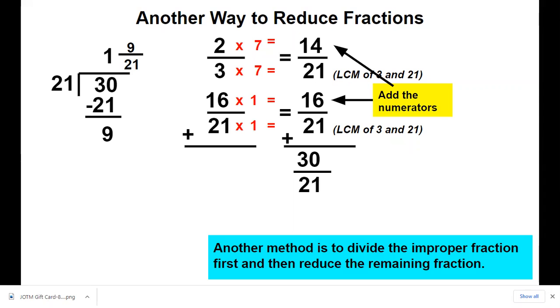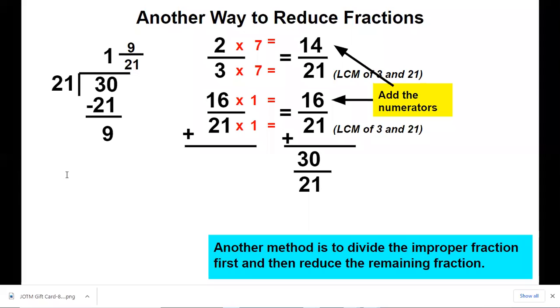So now notice that 9/21 can be reduced. How do I know that? Well, let's list all the factors of 9. 1 times 9 and 3 times 3. So that's all the factors of 9. What about all the factors of 21? We did that one before. 1 times 21 and 3 times 7. Okay, and then we find the greatest common factor. Well, it's going to be the same as it was. It's going to be a 3. So that means we're going to divide the top and the bottom of our fraction now by 3.